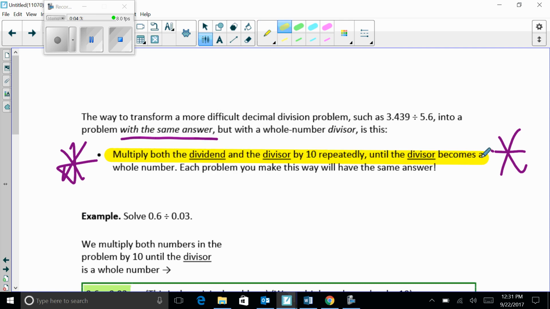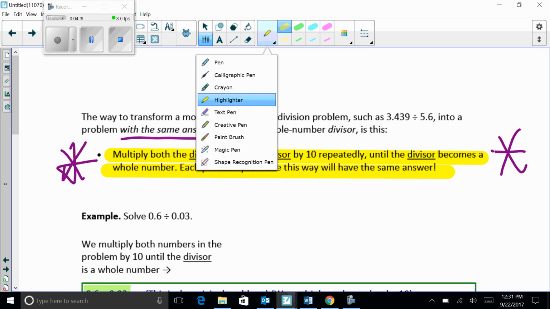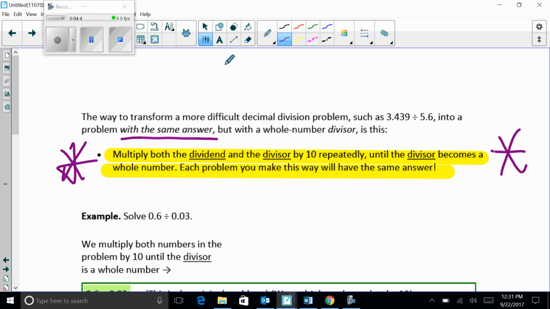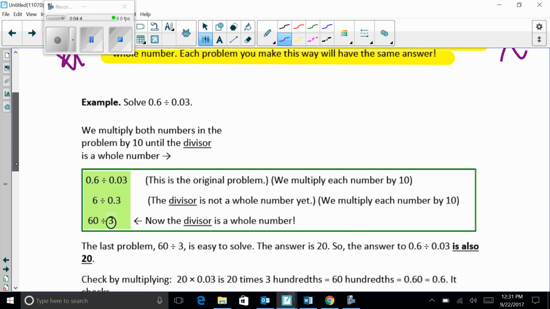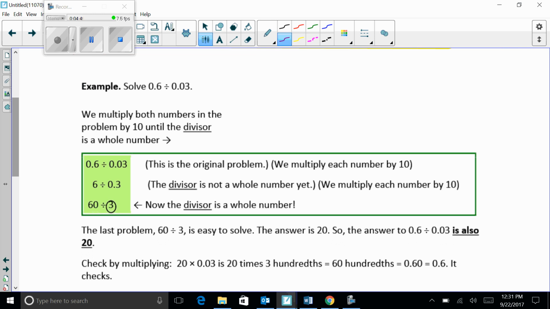If you don't have a highlighter, you can just put stars, just like I did. That's perfectly fine, as long as you make it stand out, because that is your role that we're going to make the division easier. So I'm going to show you a couple of examples. I'm not actually going to work them out, but I'm going to be pointing something out in the problem.